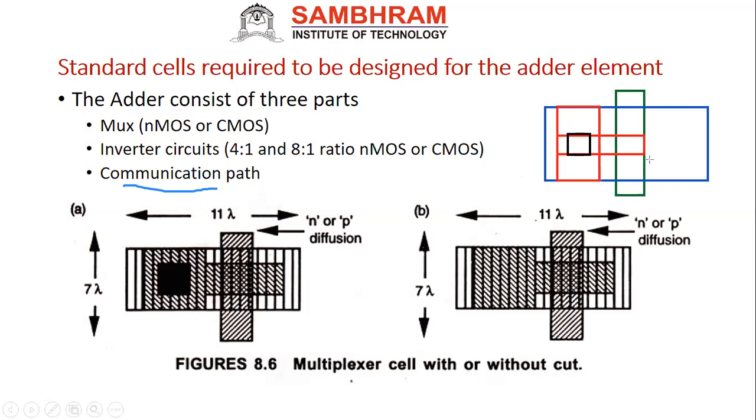Now you can see in this, the total area will be like this. The area is 11 lambda wide, and the height will be 7 lambda. So this is the area of a single multiplexer cell. It's not the complete multiplexer, it's a single transistor in the multiplexer. I say multiplexer cell because one multiplexer is nothing but a 4 cross 4 cell array.